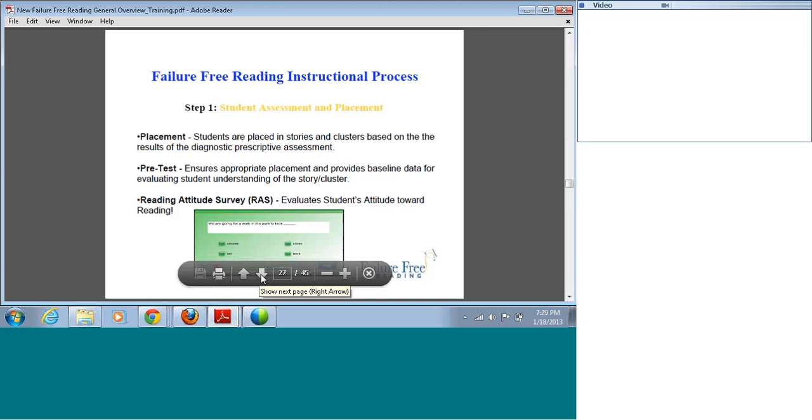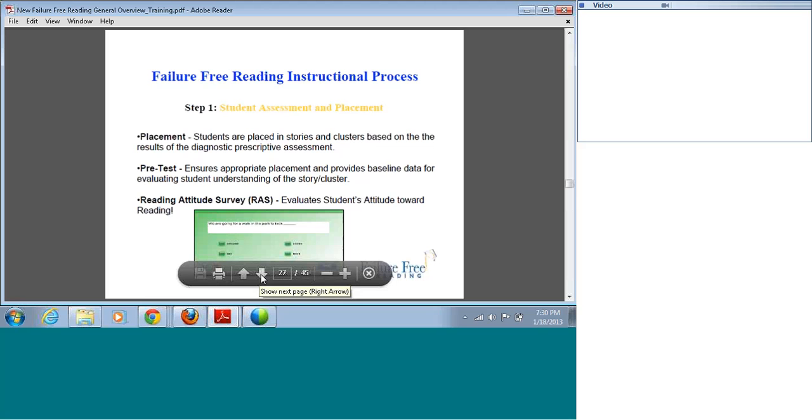So a student misses 4 or 5 out of 6 or 7 sentences, the program is going to say, okay, we believe that this is the student's ceiling, this is their challenge level, so this is where we need to begin instruction. And so the student will then be placed in a story that is centered around that ceiling or that challenge level.